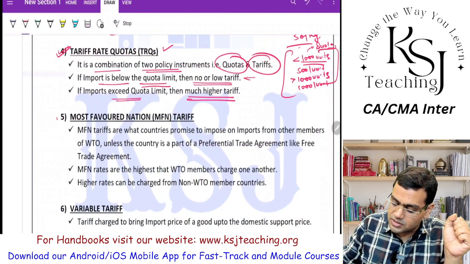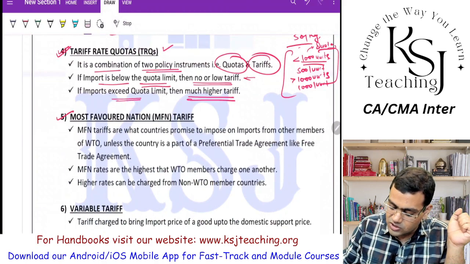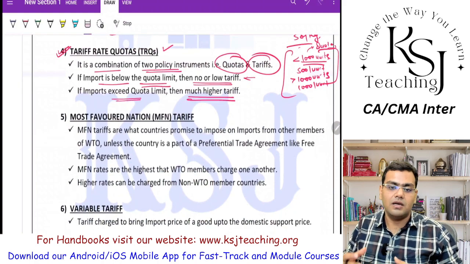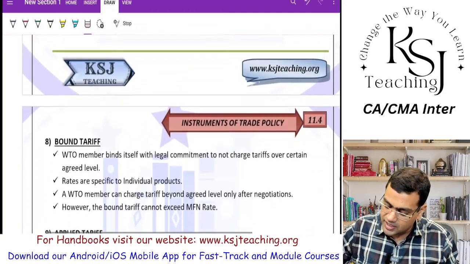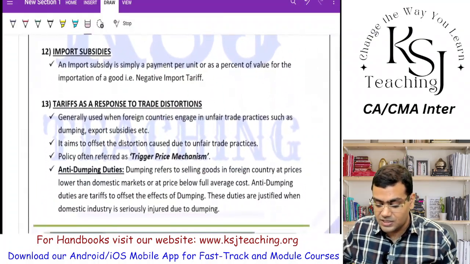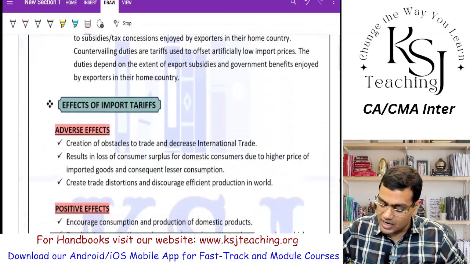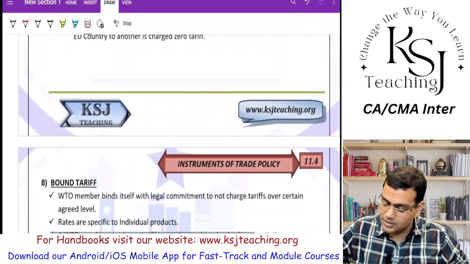Then there is the most favored nation. We will do most favored nation later on, right? We will continue it in the next lecture, because the next tariffs are a little bit related. The most favored nation, then variable, then preferential tariff, then bound tariff, applied tariff, escalated, prohibitive tariff, import subsidies, tariff as a response to trade distortions. All these things, and what are the effects of the import tariffs, we are going to continue in the next lecture.